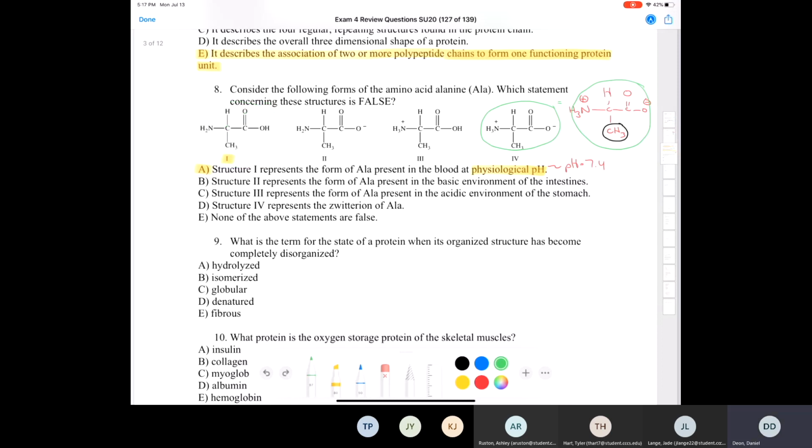If we look at the other answers, just to evaluate why all the rest are true, all of the rest of these are all true. Okay, now why is that? Let's take a look at B. It says that in B, structure 2 represents the form of alanine present in the basic environment of the intestine. So if alanine is in a very basic environment, it's going to be basic enough to rip one of the protons off of the ammonium, and it's going to be basic enough to keep the proton off of the carboxyl group. And so it's going to be fully deprotonated, and it's going to be in this form here.